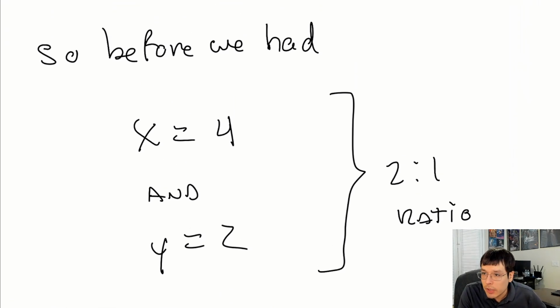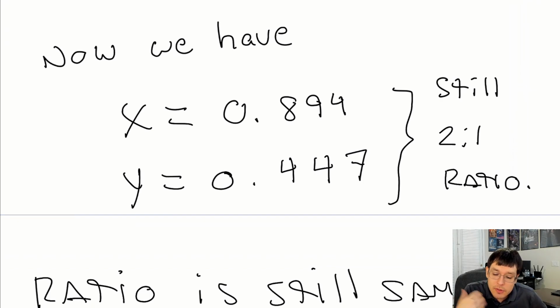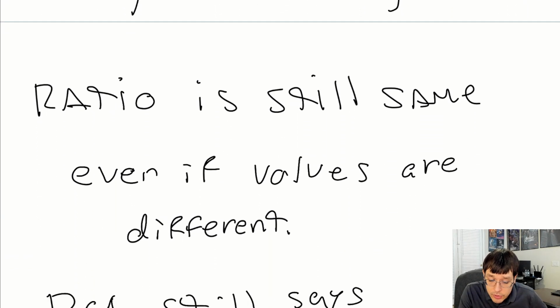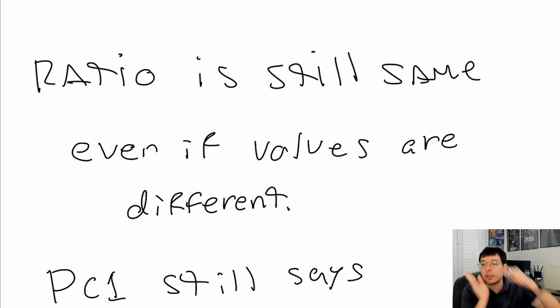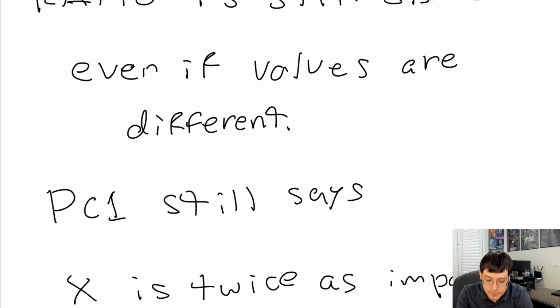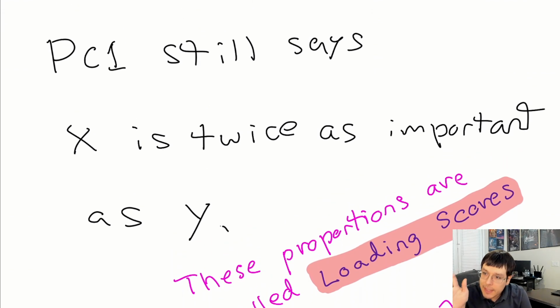So before we had X of 4 and Y of 2, a 2 to 1 ratio. Now we have these numbers, it's still a 2 to 1 ratio, okay? The ratio will still be the same even though the values are different because the slope didn't change. You can think of the ratio as the actual slope, and the slope remains the same. All we did is we slid the point down from being square root of 20 distance from the origin to being 1 distance from the origin, and then we updated the location of the point, which is the X and the Y. Okay? So again, PC1, principal component 1, is still telling us that X is twice as important as Y, right?